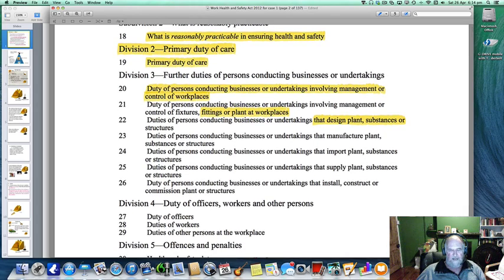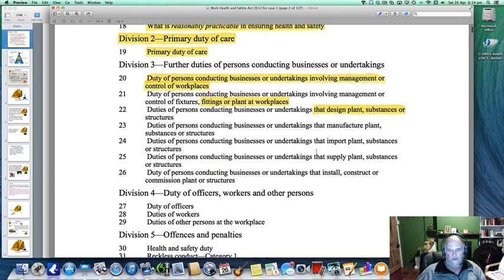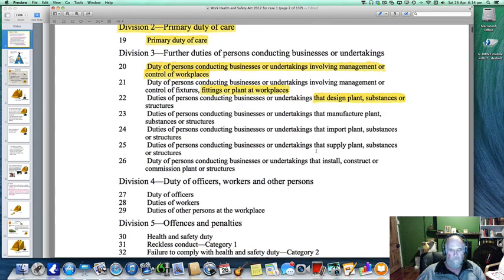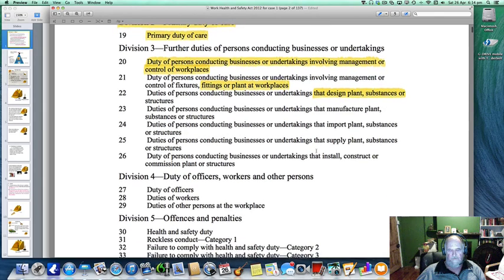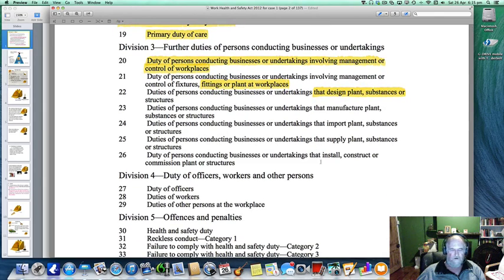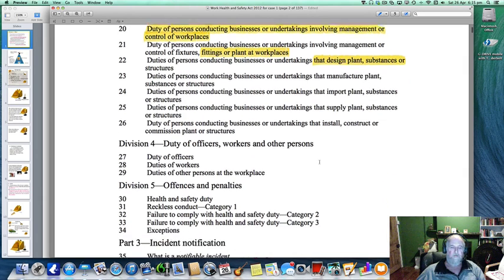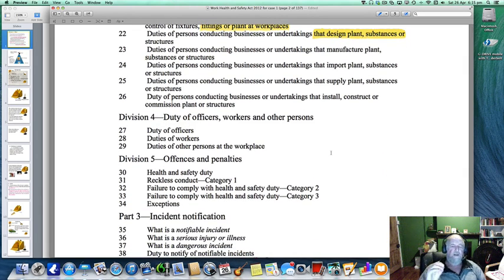Importing plant, undertaking the plant supply, duty of persons conducting business or undertaking that install, construct, or commission plant. Nope, that's not obvious here. Like if a person had put a boiler in, would that then be an undertaking to construct or commission a plant or structure?